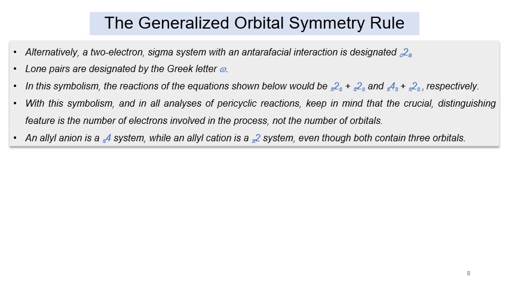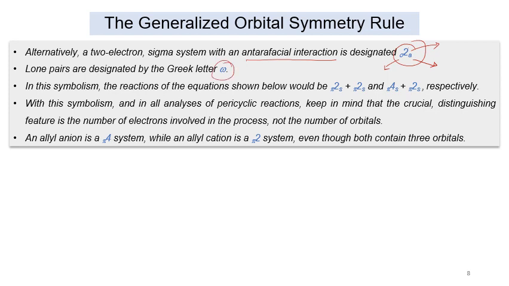Alternatively, you can have a 2 electron sigma system, for a sigma bond which has an antarafacial interaction, then you would have a designation of this kind, sigma 2a, where 2 electrons are contained in that sigma bond. It is a sigma bond and it is interacting antarafacially. So this particular designation for that component would be sigma 2a. The lone pairs, as I had mentioned earlier, are denoted by omega.